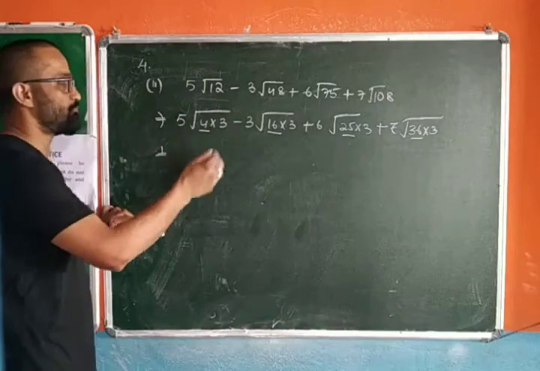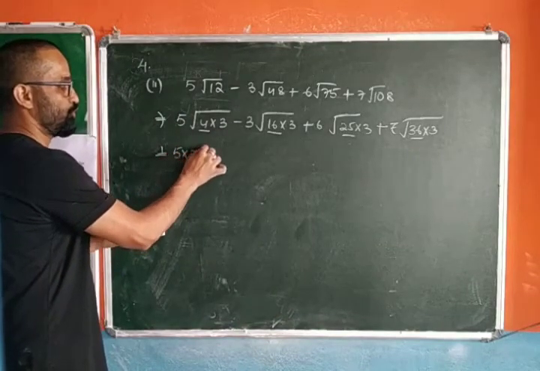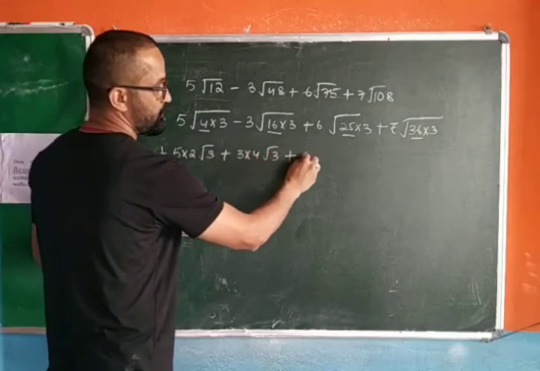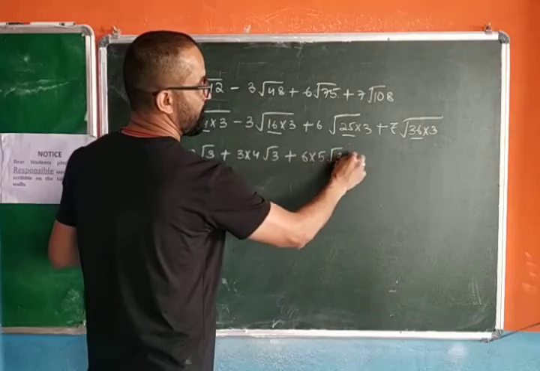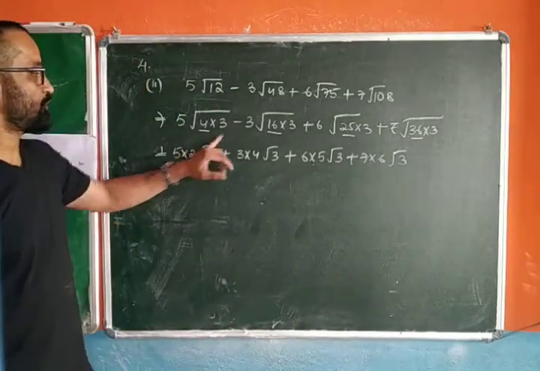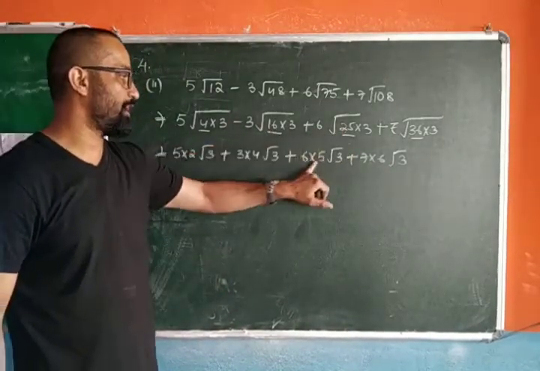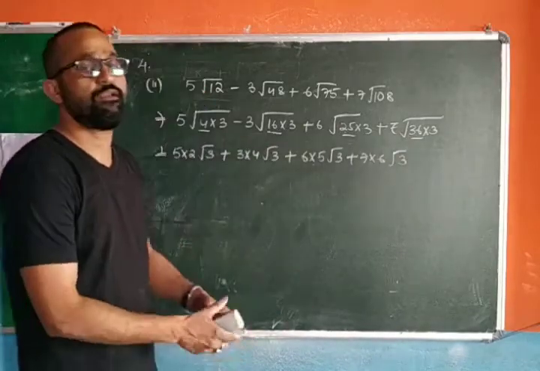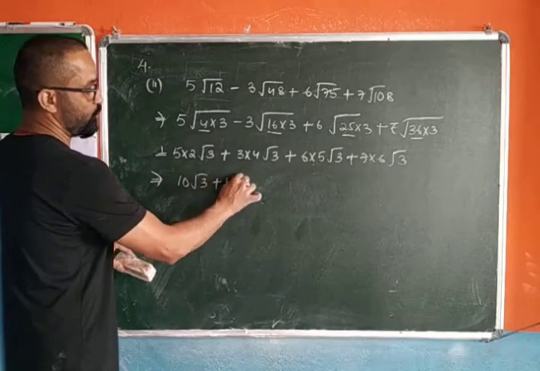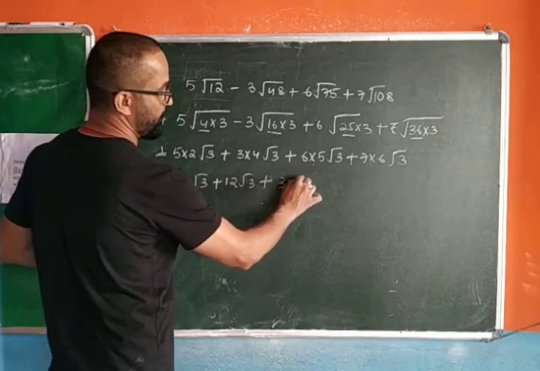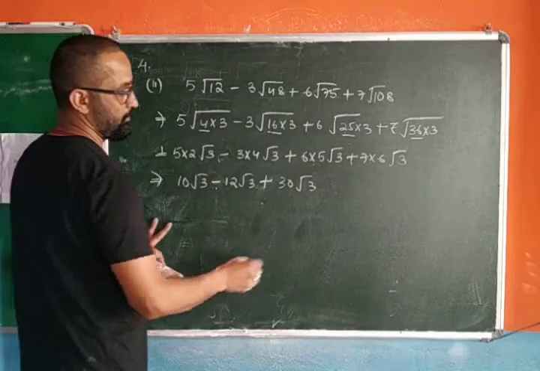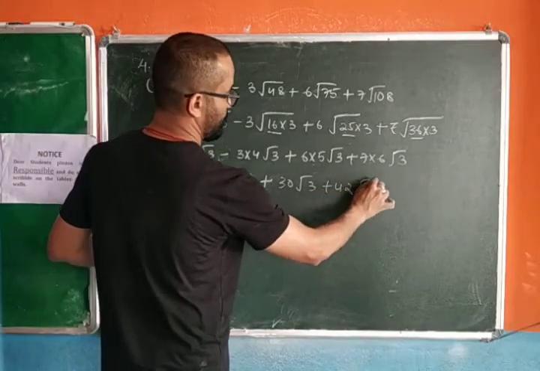Find the square root of these numbers. 5 into 2 root 3, 3 into 4 root 3, 6 into 5 root 3, 7 into 6 root 3. The square root of 4 is 2, square root of 16 is 4, square root of 25 is 5, square root of 36 is 6. Multiply these now. 10 root 3, 12 root 3, 30 root 3. This has a minus sign. 7 into 6 is 42 root 3.